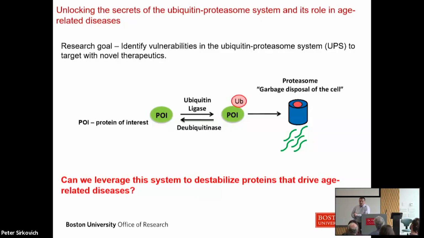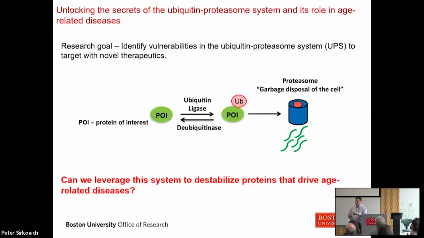But there's a special class of enzymes called deubiquitinases, a special class of proteases that will remove ubiquitin from proteins. And so if ubiquitin ligases serve to destabilize proteins, deubiquitinases could be serving a role in stabilizing proteins. And we think that this class of enzymes could be a unique class of enzymes to target with novel therapeutics to try to destabilize proteins that drive disease. And so the question is, how can we leverage the system to destabilize proteins that drive age-related diseases?